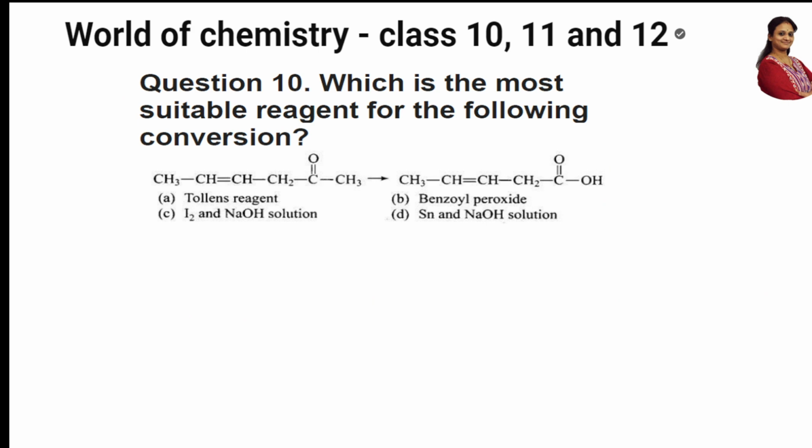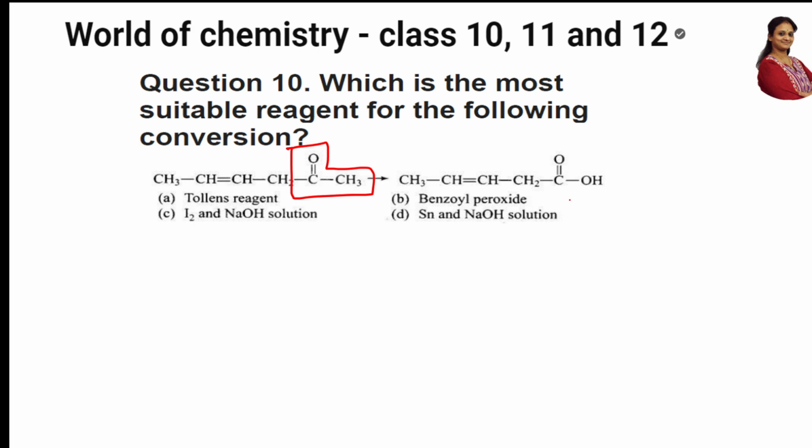Question 10. What is the most suitable reagent for the following conversions? Okay. What are we converting here? What actually is converting? Let's go with the functional group. We are not worried about anything else, more worried about the functional group. Which is the most suitable reagent for the conversion? Okay. So what is this, students? This is a ketone group. It is a methyl ketone.